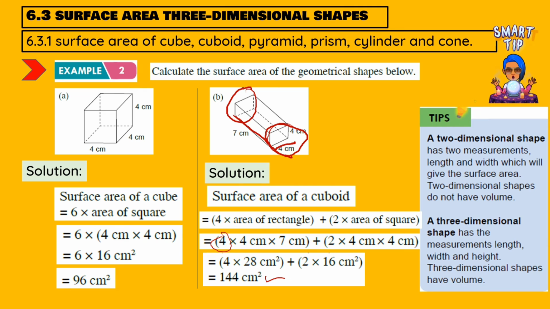Okay, a two-dimensional shape only has two measurements, length and width, which will give the surface area. Two-dimensional shapes do not have volume. Three-dimensional shapes have the measurements length, width, and height. Three-dimensional shapes have volumes.